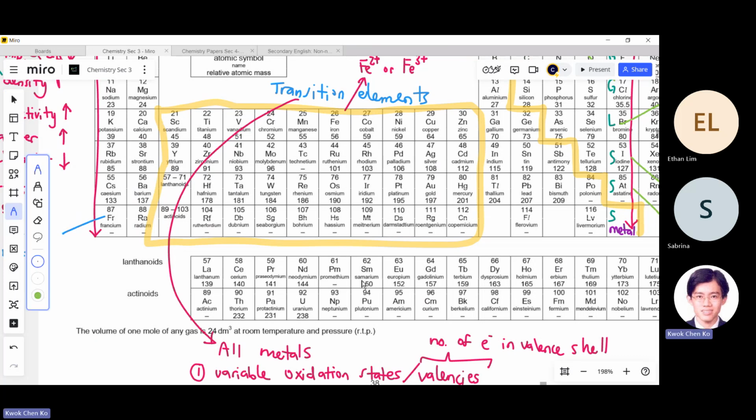Now, Dylan, for transition elements, are they all solids? But they're all solid except for mercury. Good. Take note for those who did not come last week. All right, only mercury is liquid at room temperature and pressure. The rest are all solids.